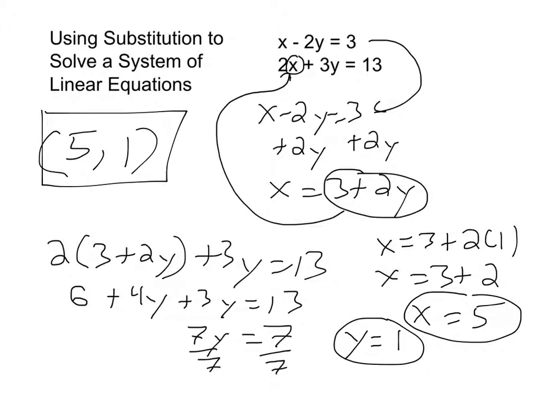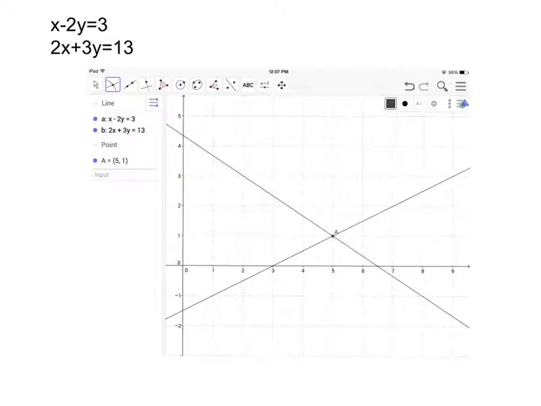I can check it either using a graph or by plugging this ordered pair into my two original equations, and you'll see that they'll end up being true. 5 minus 2 times 1 equals 3. That one's true. And 2 times 5 plus 3 times 1 does equal 13. And so in both cases, it works out perfectly, which means that 5, 1 is indeed my answer. And that's substitution.